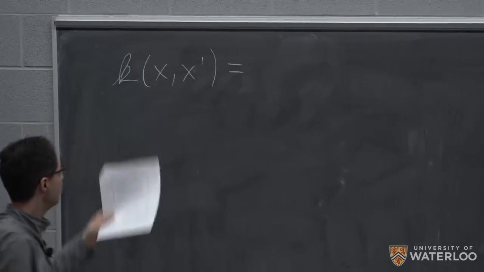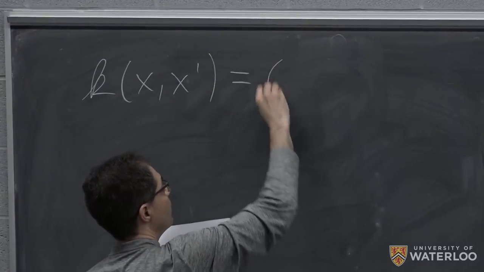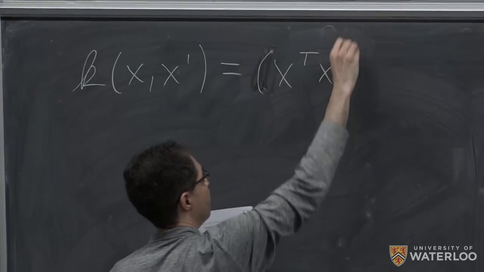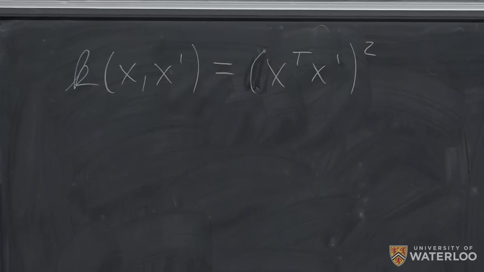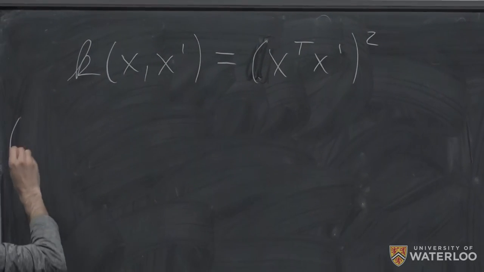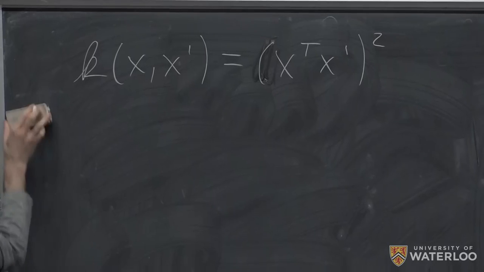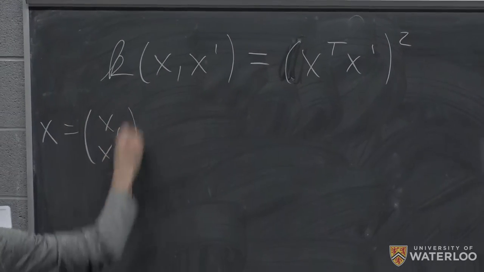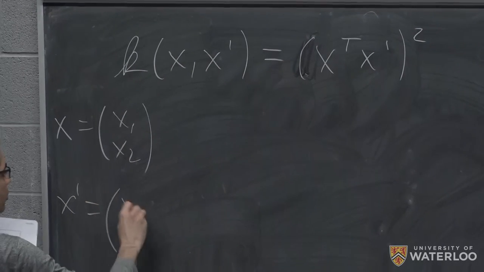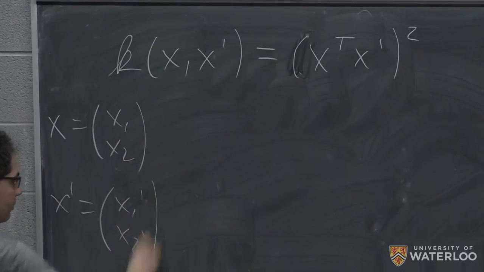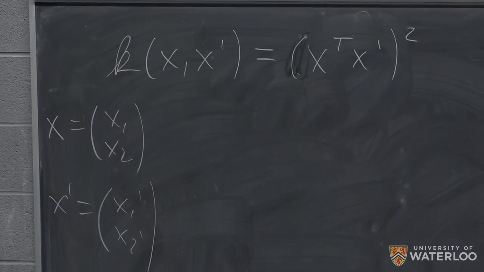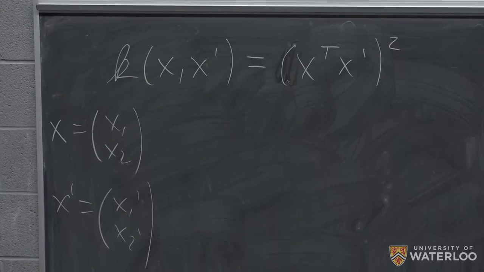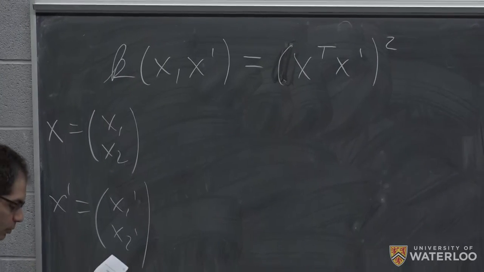Okay, so if I define k of x, x prime to be x transpose x prime raised to the power of 2, and here for this little example, I'm going to use x that is equal to x1, x2, and x prime which is equal to x1 prime, x2 prime. Obviously, in practice, we want to consider vectors that are higher dimensionality, but just to keep the example simple, that's what I'm going to work with.